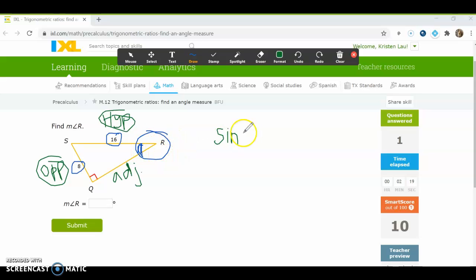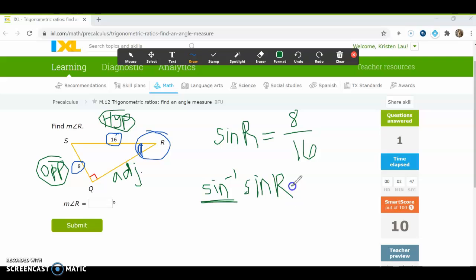Since I'm looking for this angle right here, I'm just going to call it capital R, because that's the angle I'm looking for. Sine of R is going to equal the opposite over the hypotenuse. Okay, so I need to get the sine away from the R. In order to do that, I'm going to do the inverse of sine on both sides. The inverse of sine is just sine to the -1 power. So I'm going to do sine -1, 8 over 16.